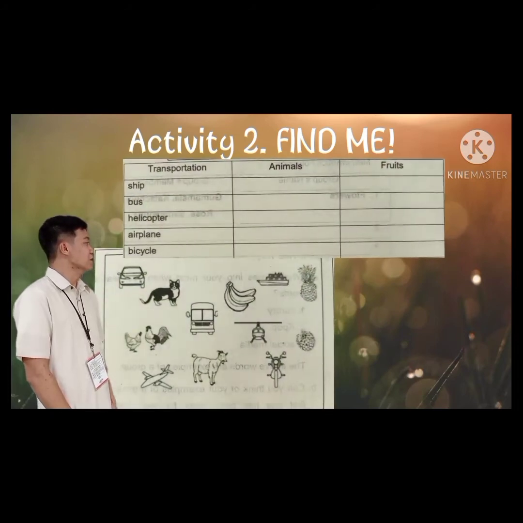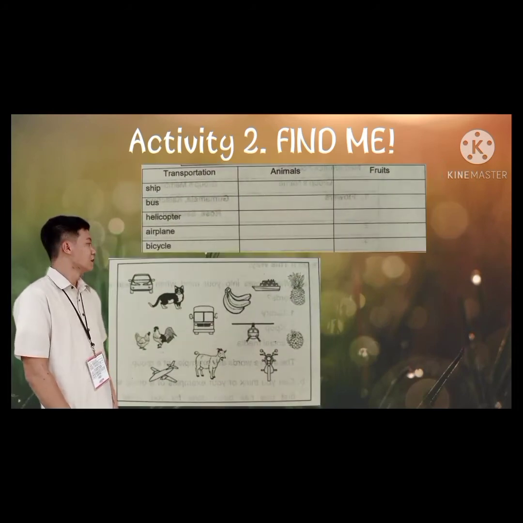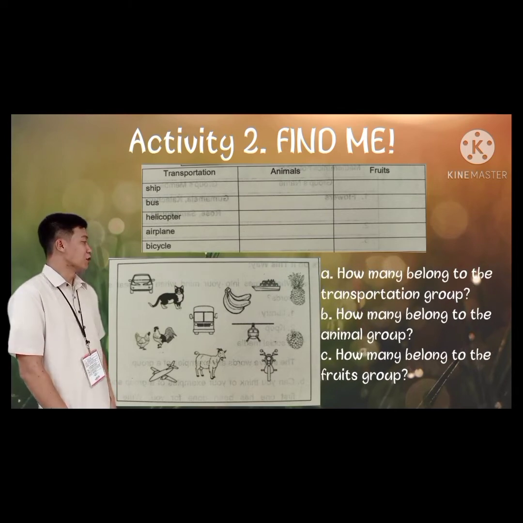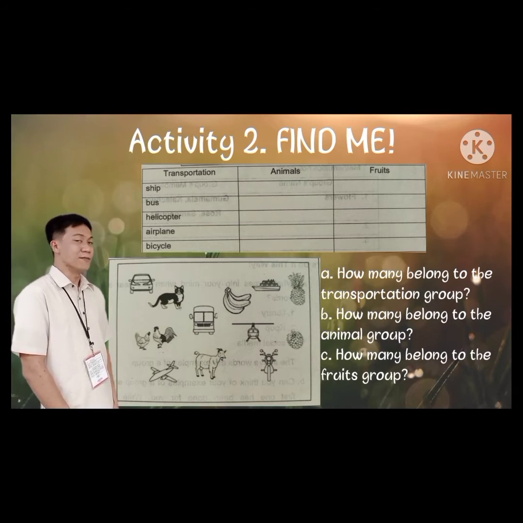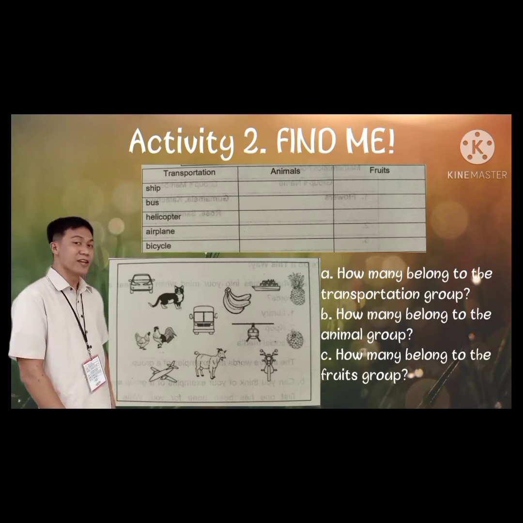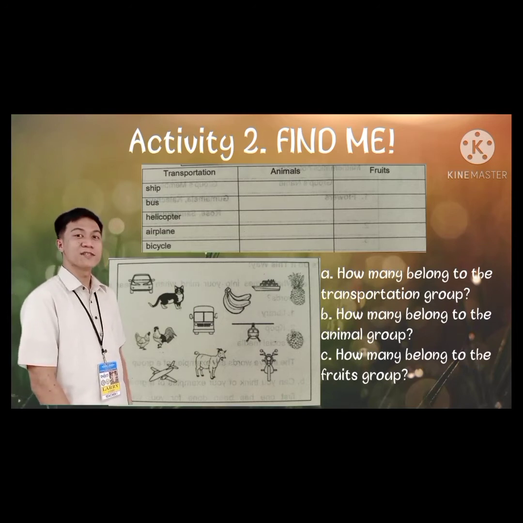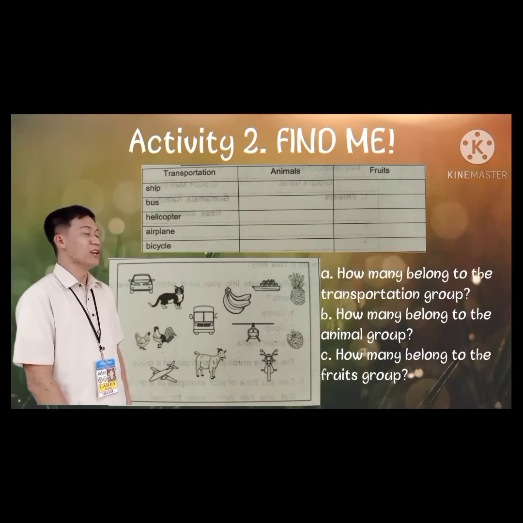For our activity 2, you are going to find me. You are going to find the objects in the given picture. You are going to observe closely the pictures below. Copy and fill in the table below by writing the name of the objects in the appropriate column. And then you are going to answer the following questions. How many belong to the transportation group? Second question, how many belong to the animal group? And the last question, how many belong to the fruits group?